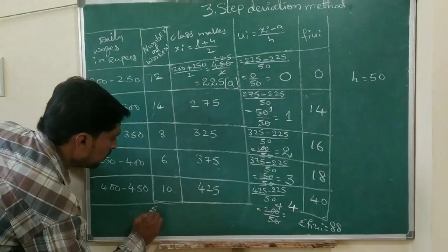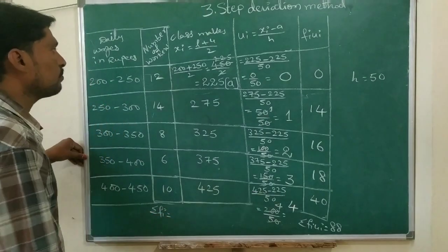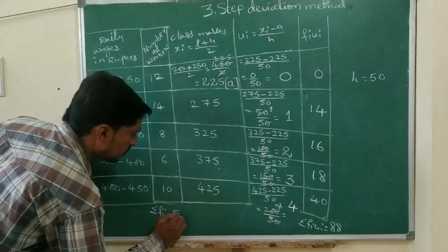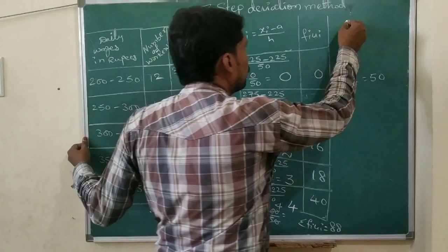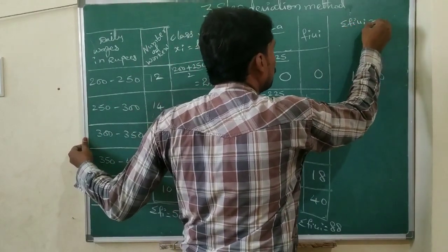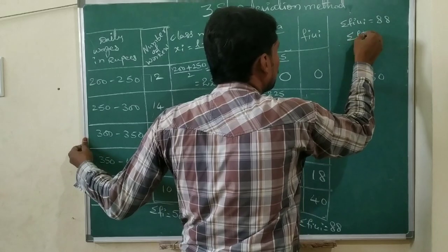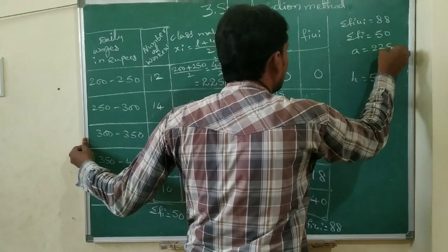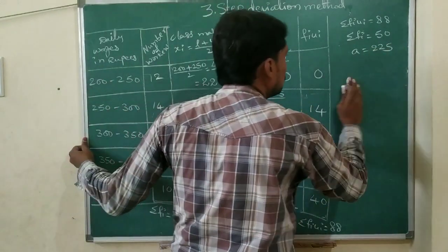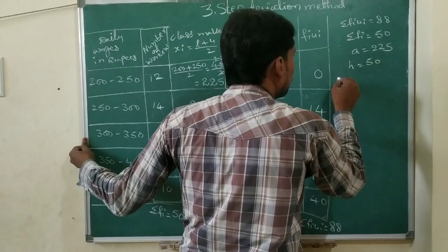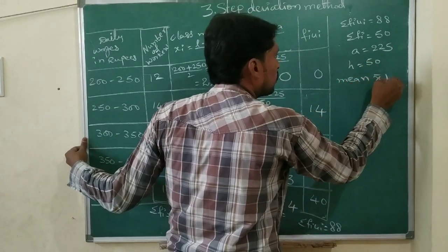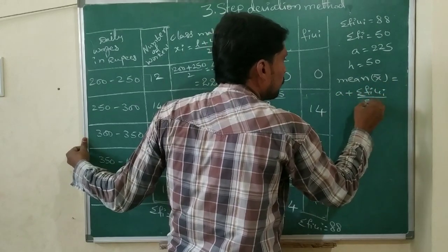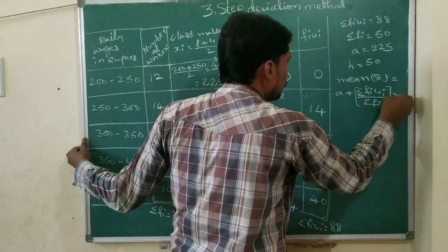Next, sigma fi you can also add. Sigma fi equals 12 plus 14 plus 8 plus 6 plus 10. That value we are getting is 50. So sigma fi ui equals 88, sigma fi equals 50, a equals 225, which we assumed, and h equals 50. Now we can write the formula: mean x bar equals a plus sigma fi ui by sigma fi into h.